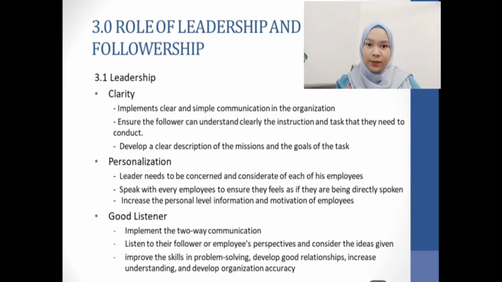Moreover, is being a good listener. The leaders need to implement two-way communication where the followers can come out with their opinions and suggestions. It is important for a leader to listen to their followers' perspective and consider the ideas given to enhance and achieve the organizational goals. This will improve the skill of problem solving, develop good relationships, increase understanding and develop organizational accuracy.